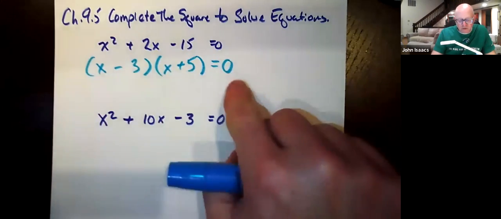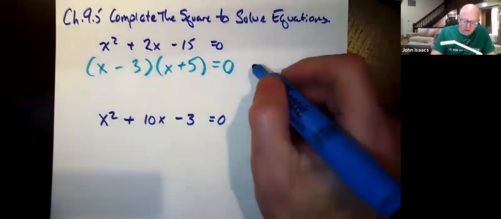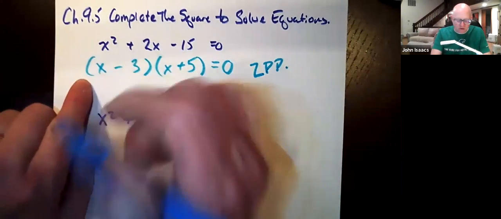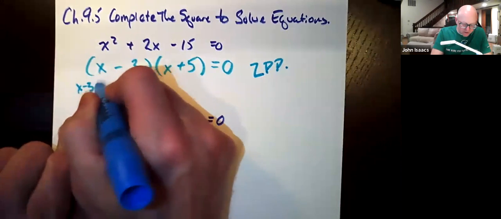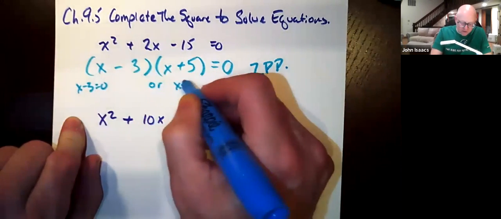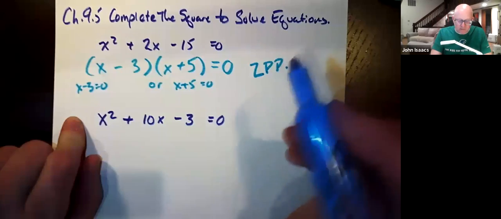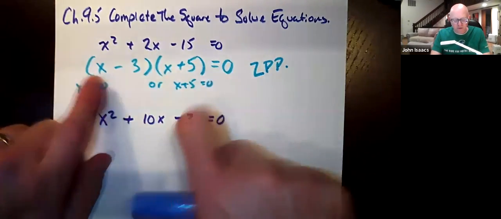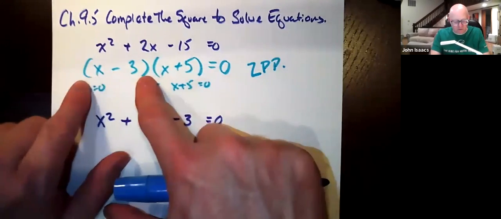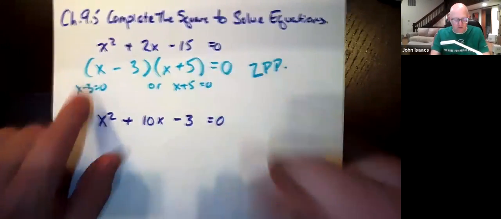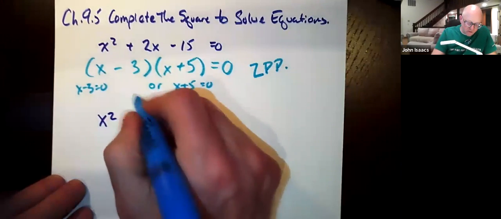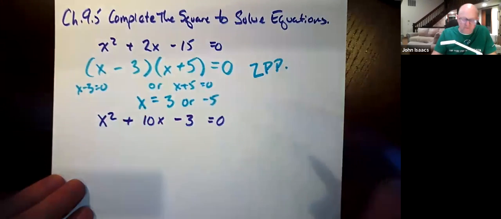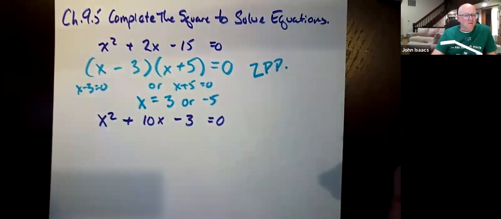And because we're set equal to 0 on the other side, we can use the zero product property. Thus, if x minus 3 is equal to 0, or if x plus 5 is equal to 0, then if this thing equals 0, it doesn't matter what this is, we multiply to 0. If this thing equals 0, it doesn't matter what this is, we multiply to 0. So if those two things equal 0, we're okay. So therefore, x can be 3 or negative 5. All right, so we can solve this without completing the square.